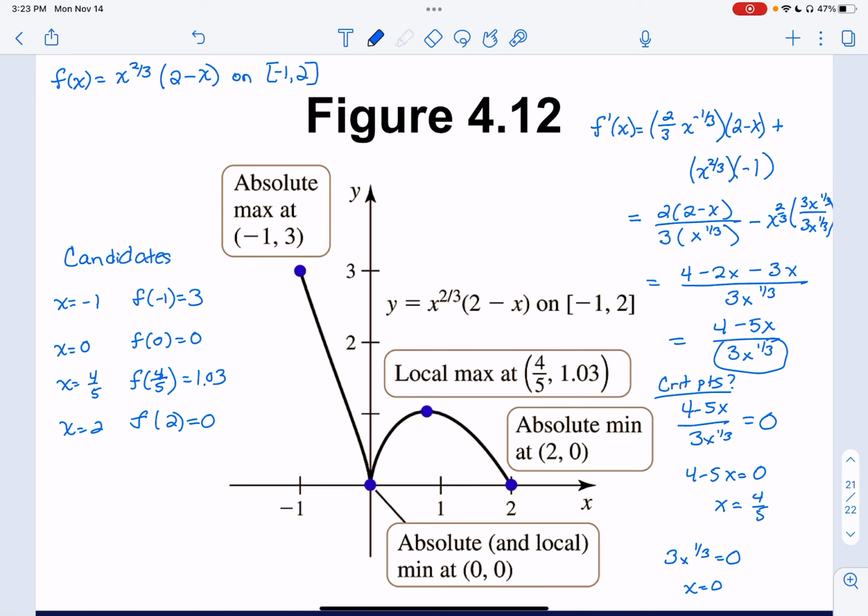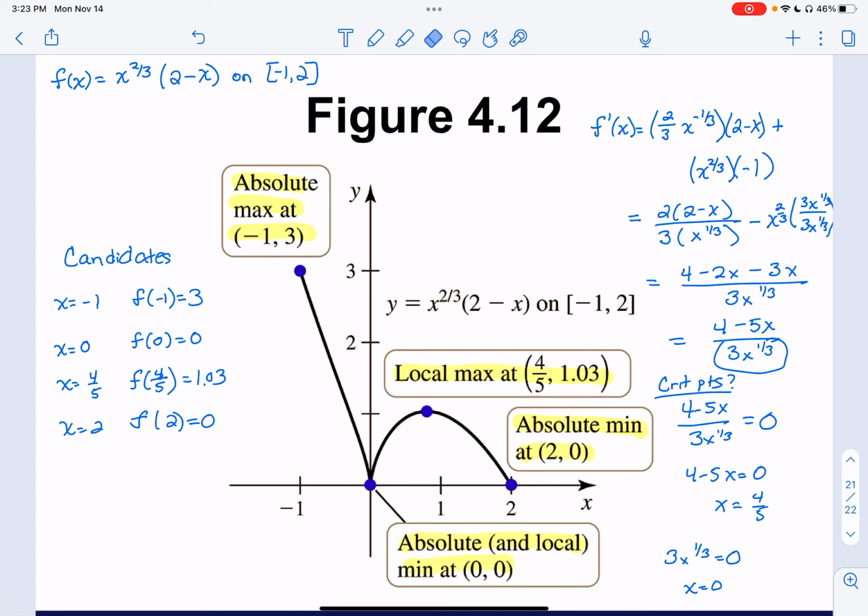So here you can see how we have an absolute max at -1, 3. We have a local max at 4/5, 1.03. We have an absolute min at both 2, 0 and at 0, 0. We also have a local min at 0, 0. We don't have a local min at the endpoints, because we don't use those. Okay?